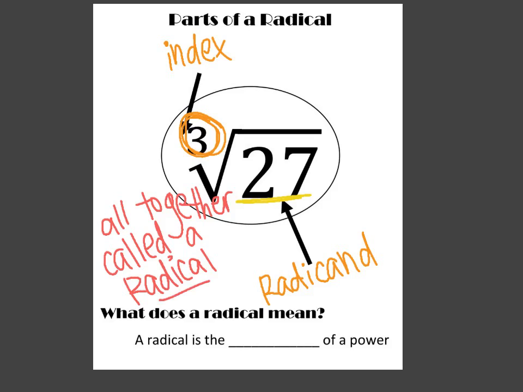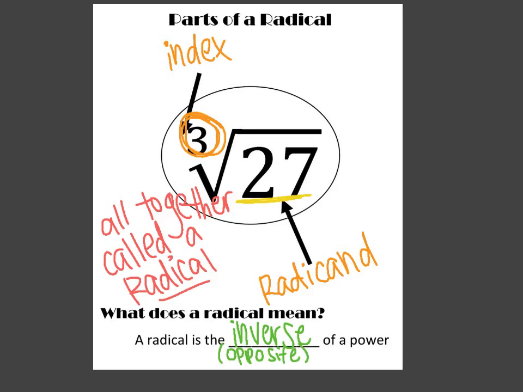Now, what does a radical mean? A radical is the inverse of a power. And if you remember from earlier in the year, inverse really just means opposite. So I'm writing opposite underneath in parentheses.